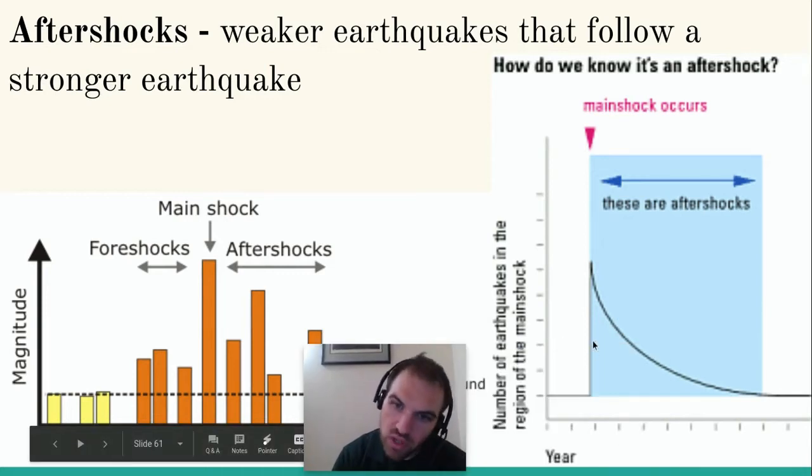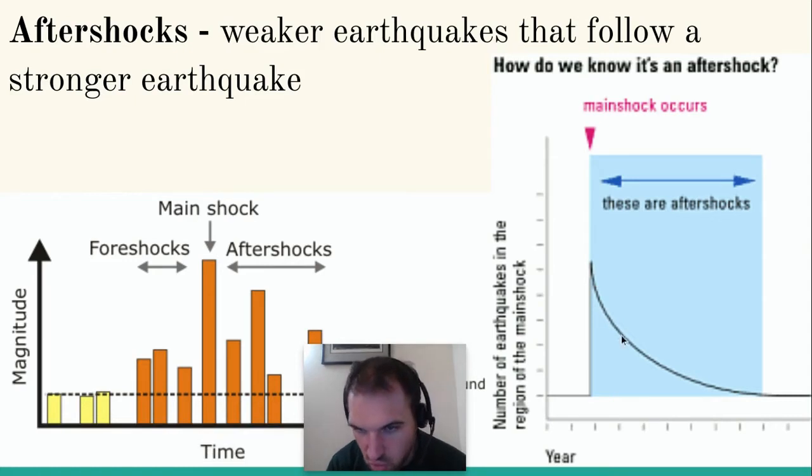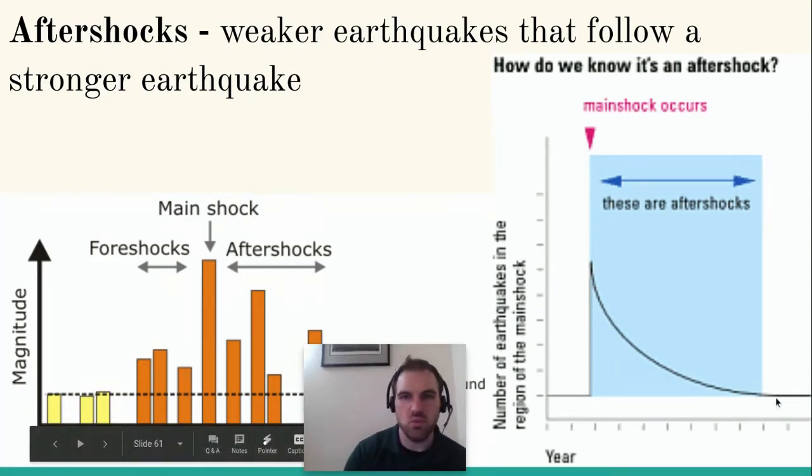And you can see over here that the number of earthquakes in the region of the main shock is represented over here, by year. So this is when the main shock occurs, and then the aftershocks gradually decrease in strength as it moves along.